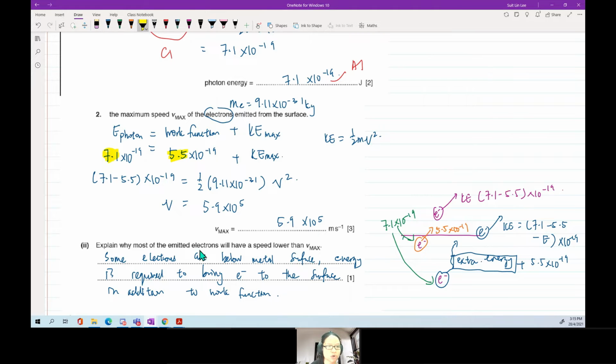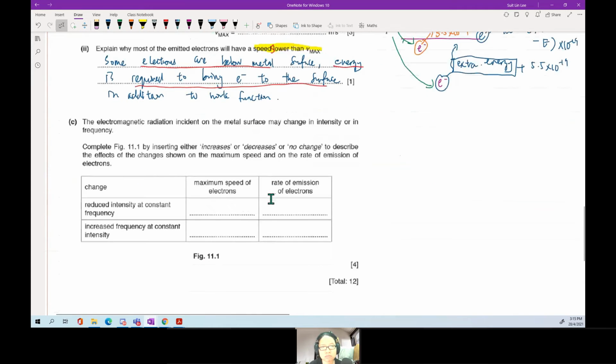So the whole idea of a range in Ke, lower speeds, is because the electrons are below the surface. So we need energy to bring the electron to the surface first. Then we can go through the process of work function plus Ke max. The last part here is the explanation that I'm talking to you about.